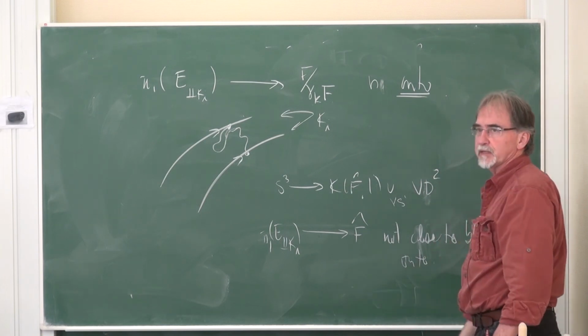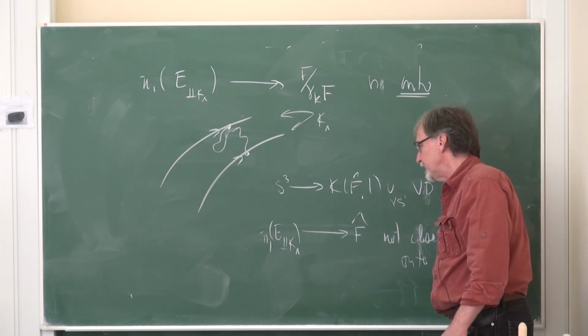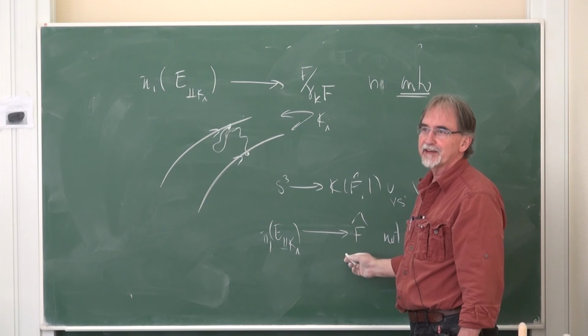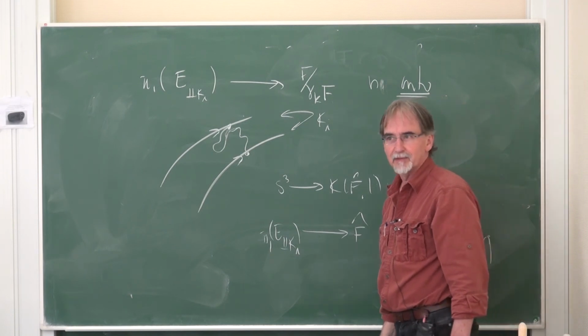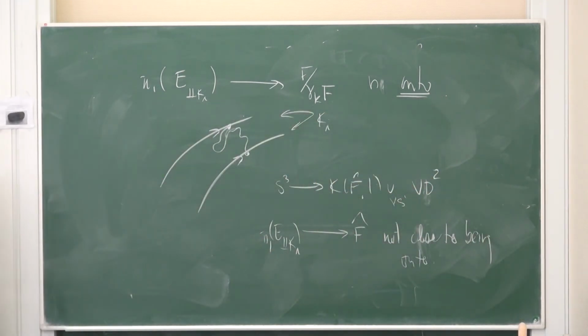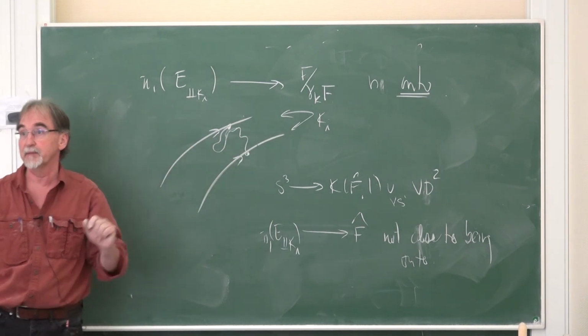It's not even close to being onto. Right? In fact, how could it be? This is a countable group. This is an uncountable group. So that's a serious problem. So if it's not onto, I can't do this trick, which allows me to connect them up without changing the homotopy class.